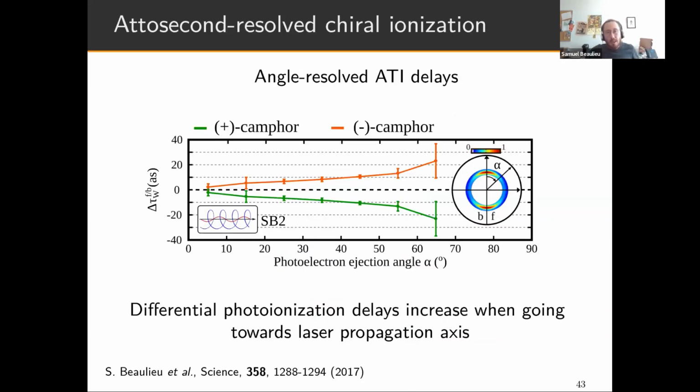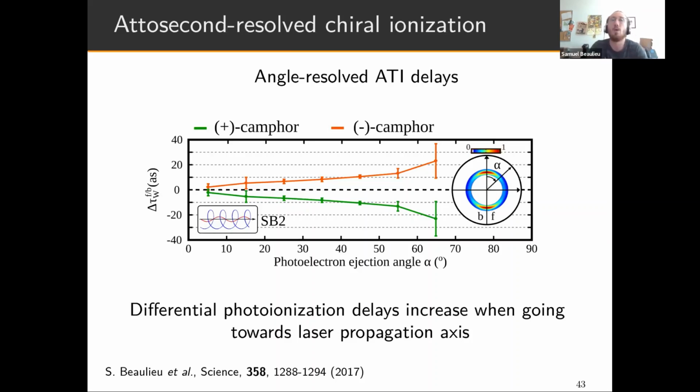And so what we did is we extracted the forward-backward asymmetry in the oscillation phase and translated this into a photoionization delay asymmetry for both enantiomers, so left and right enantiomers of the camphor molecule. And on this plot, you can see the asymmetry of the ionization delay as a function of the ejection angle of the electron. So 0 degrees meaning in the light polarization plane, and 90 degrees meaning in the light propagation direction.